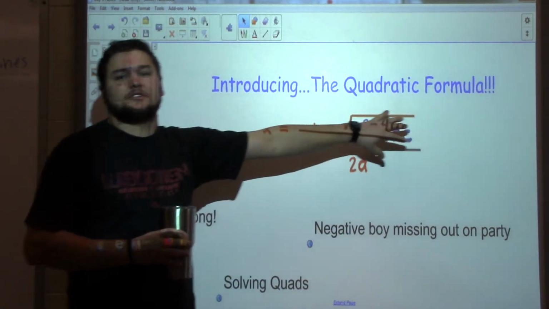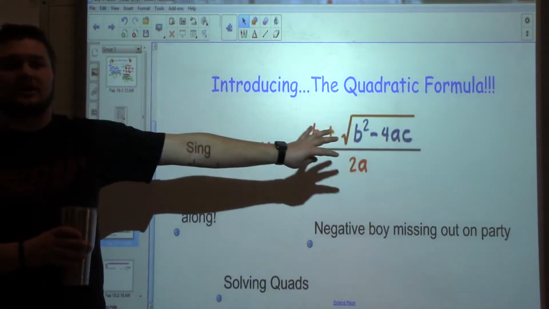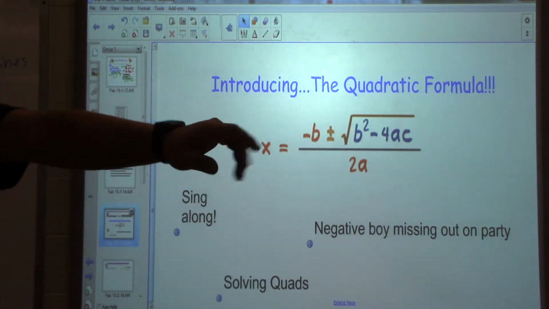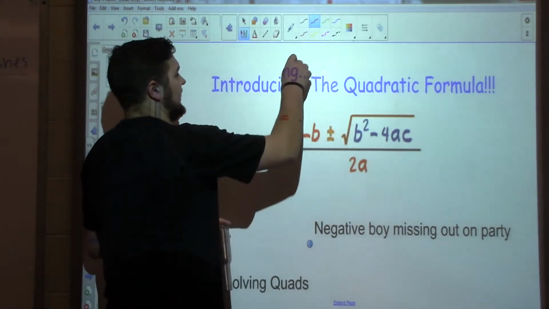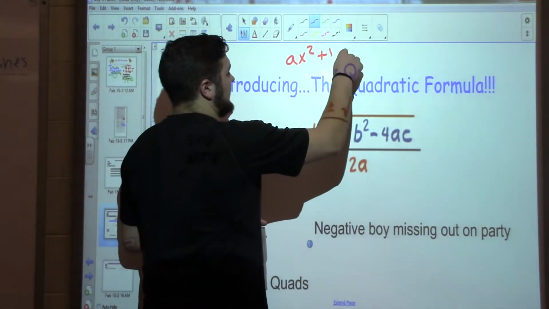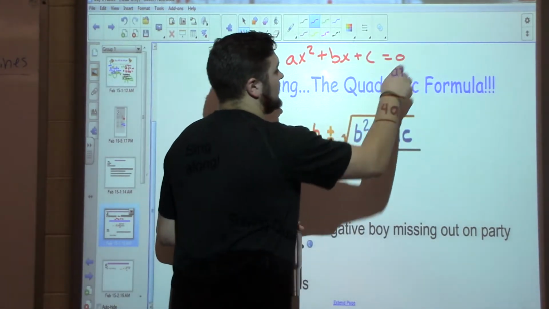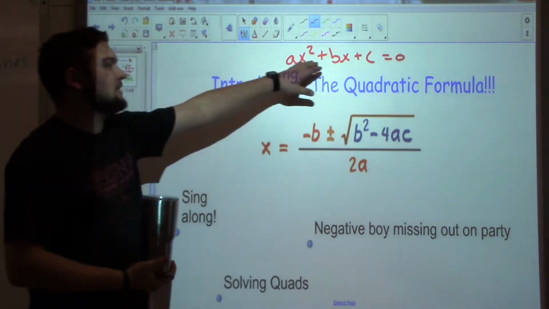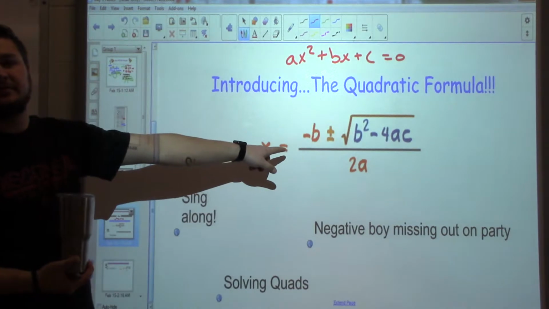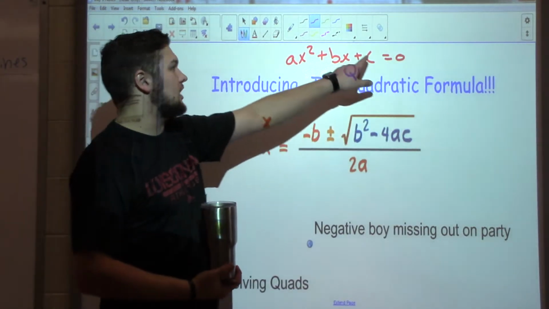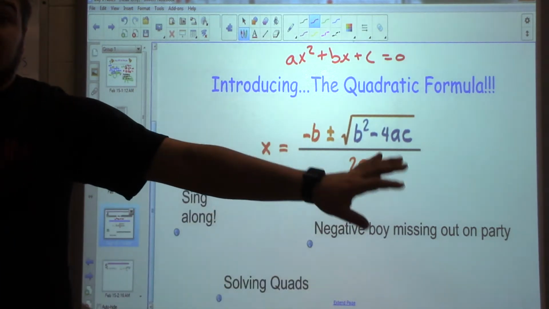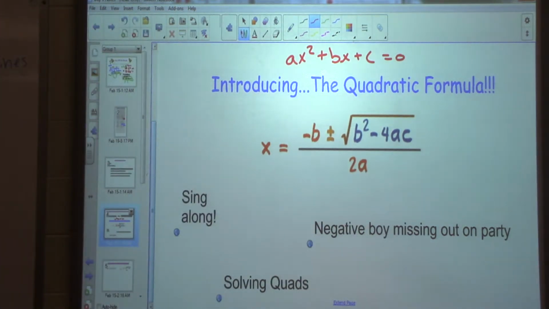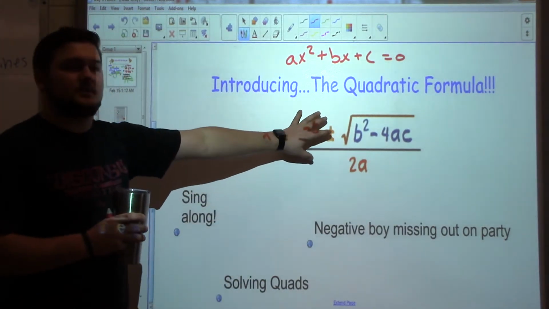I can show you where this came from, but the proof is really long and you'd just get even more confused. Alright, so it comes from standard form, where you go ax squared plus bx plus c equals 0. If you solve that out for x, this is what you get. This is what it comes out to. If you start with that and you solve for x, you get the quadratic formula. But it's really long, really complicated, and I don't want to confuse you. So you just got to trust me that this is how we're going to solve things.